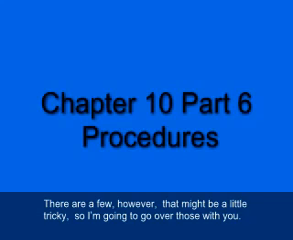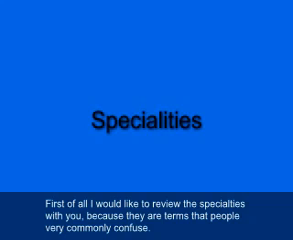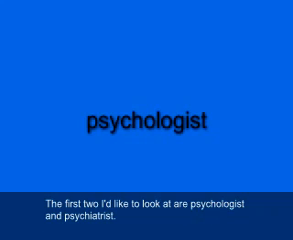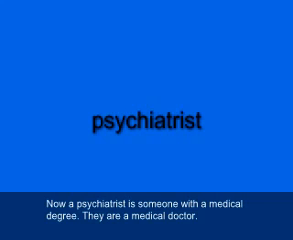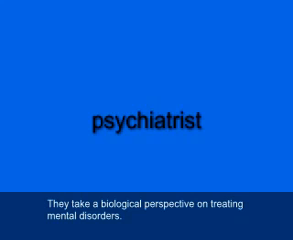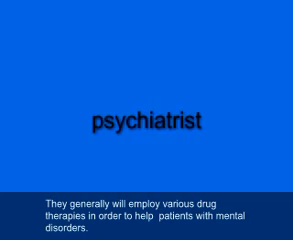First of all, I'd like to review the specialties with you because they are terms that people very commonly confuse. The first two I'd like to look at are psychologist and psychiatrist. Now, a psychiatrist is someone with a medical degree. They're a medical doctor, and they take a biological perspective on treating mental disorders. They generally will employ various drug therapies in order to help patients with mental disorders.